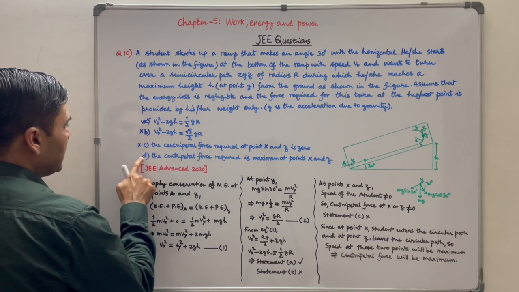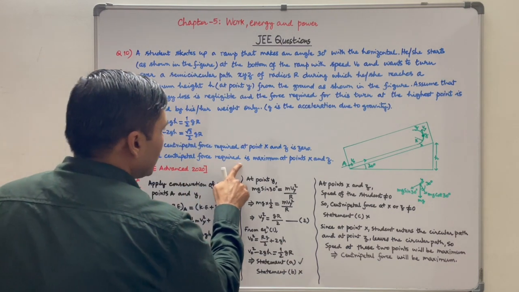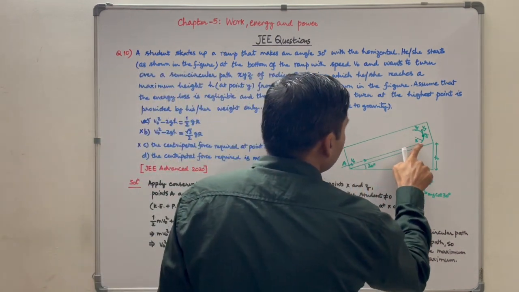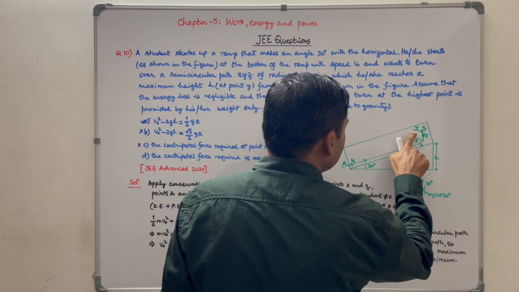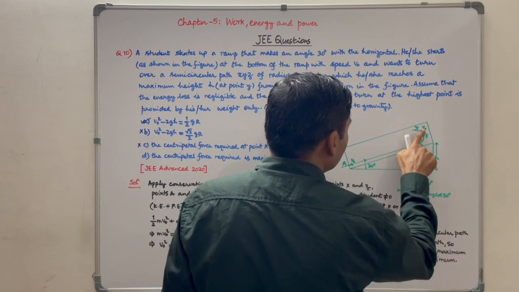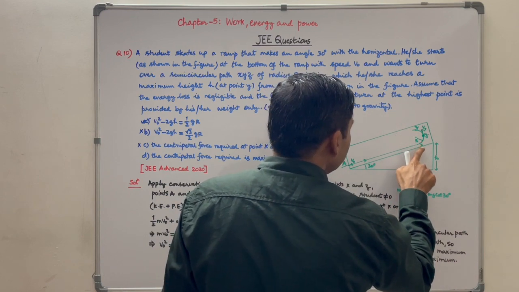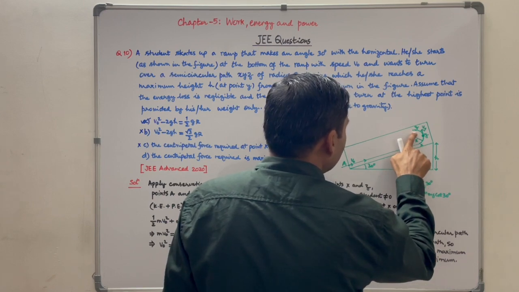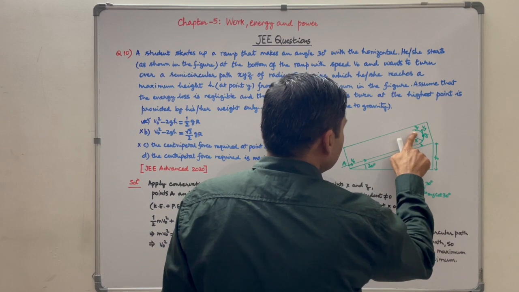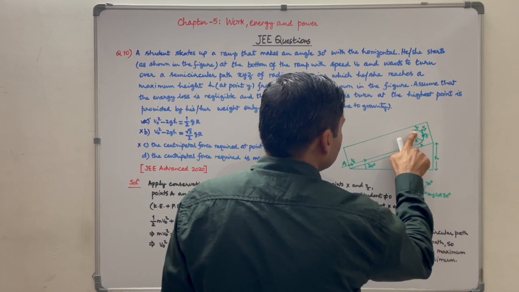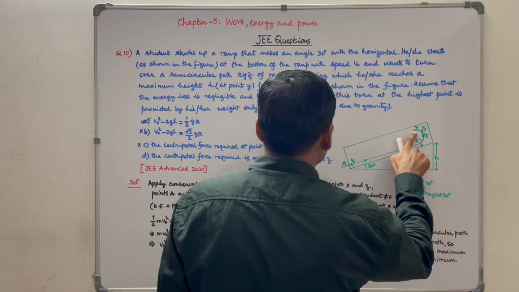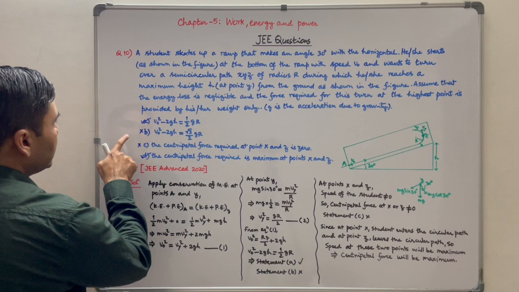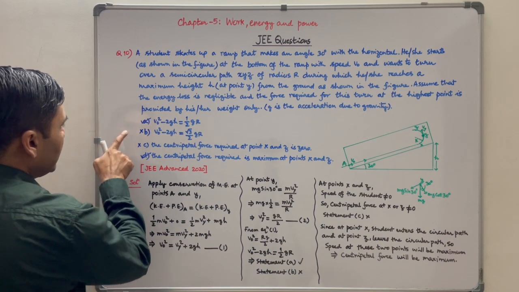Let us check statement D. The centripetal force required is maximum at points x and z. Since point x is entry point and z is exit point of the circular path, that means speed of the student at points x and z will be maximum. So centripetal force m v square upon r that depends on speed will also be maximum. So statement D is correct. So correct statements are statement A and D.